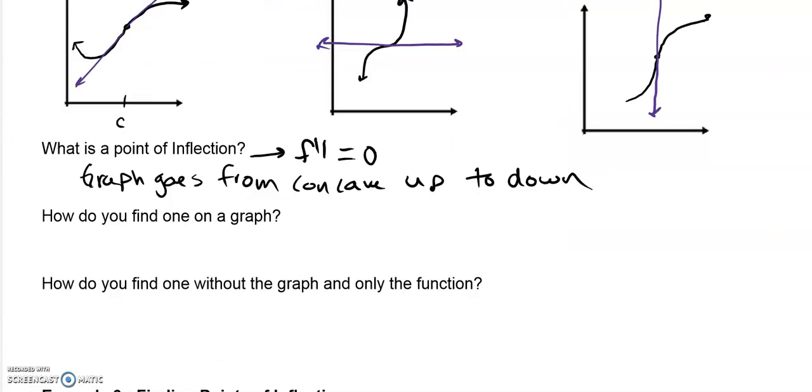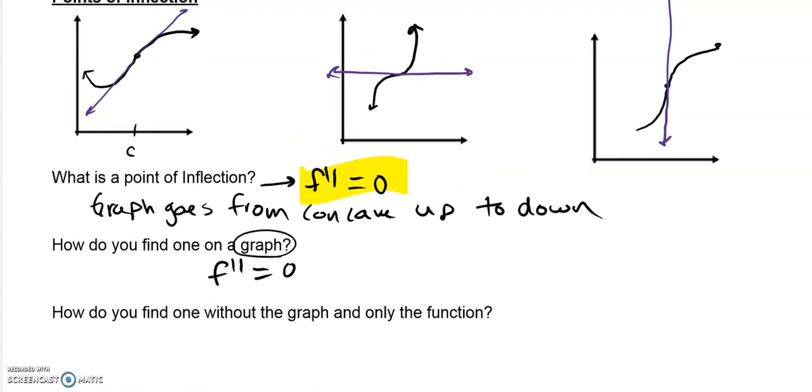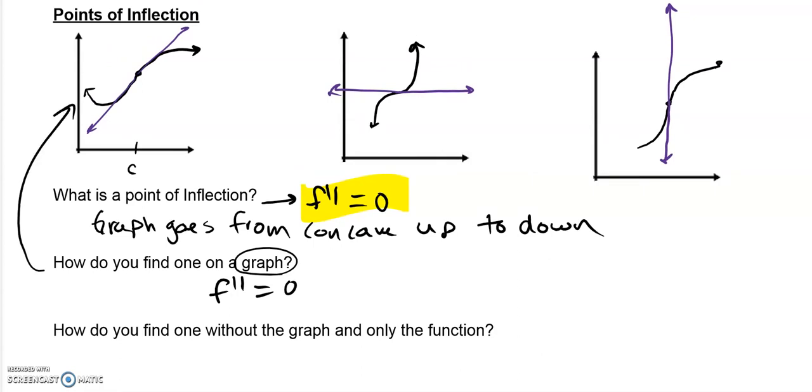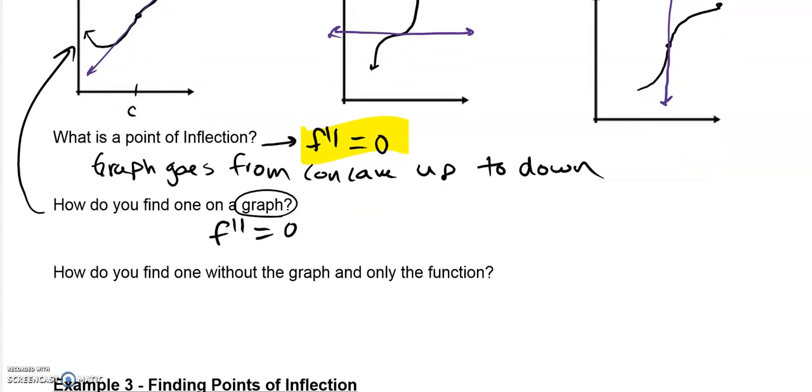Okay, so in order to find a point of inflection, all you do is set the second derivative equal to 0. If you are just looking at the graph, you might want to look at some of these examples up here where the slopes go from increasing to decreasing, where that breaks, looking at your tangent lines. Without the graph, you use where the second derivative is equal to 0. Determining on the function, sometimes it's easier to look at the graph.